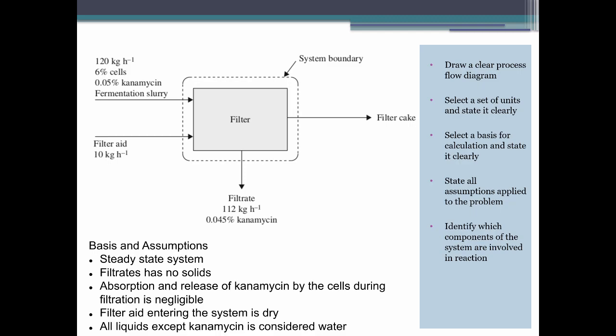And then absorption and release of kanamycin by the cells during the filtration is negligible. So we can assume that the amount of kanamycin coming in is the same as the amount going out in the filtrate as well as in the filter cake. The filter aid entering the system is dry, so we can say that all of the water in the system comes from the fermentation slurry and not from the filter aid. And then all liquids except kanamycin are considered water. Of course we all know that the fermentation slurry is not strictly water. There are many different things dissolved in that, for example, the remainder of the culture broth, the waste materials, etc. But to simplify everything, because we are not really obligated to get a concentration of those nor identify them, let's just assume all of them are water.